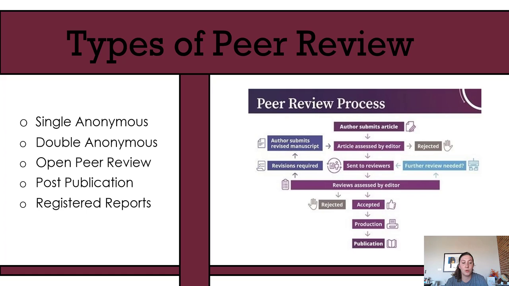Last is registered reports, and the peer review process is split into two parts. The first part takes place after a study has been designed, before any real research or writing has been done. So kind of like an outline of what is going to happen is submitted, and the publication accepts that outline and promises to publish the article once a successful study has been done, completed and written up. And so it's kind of given an in-principle acceptance, an IPA.